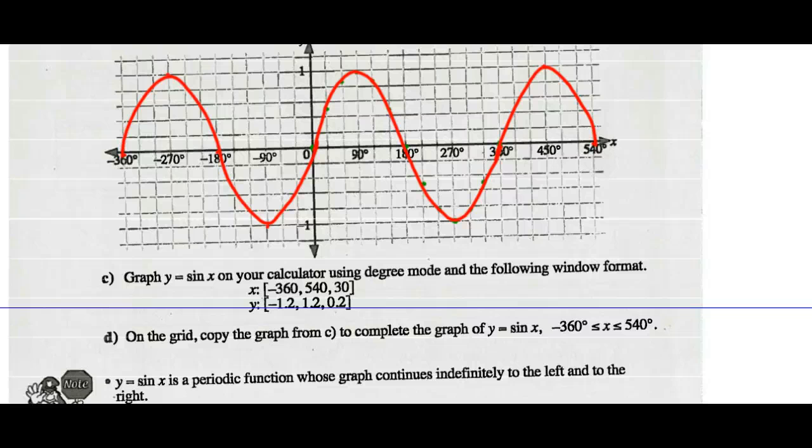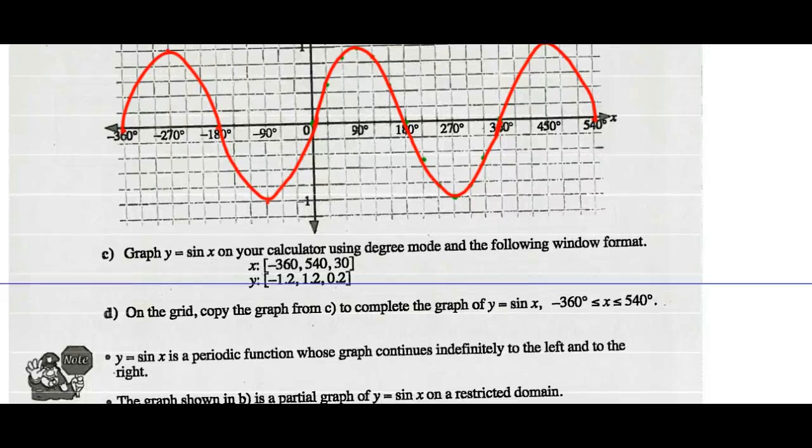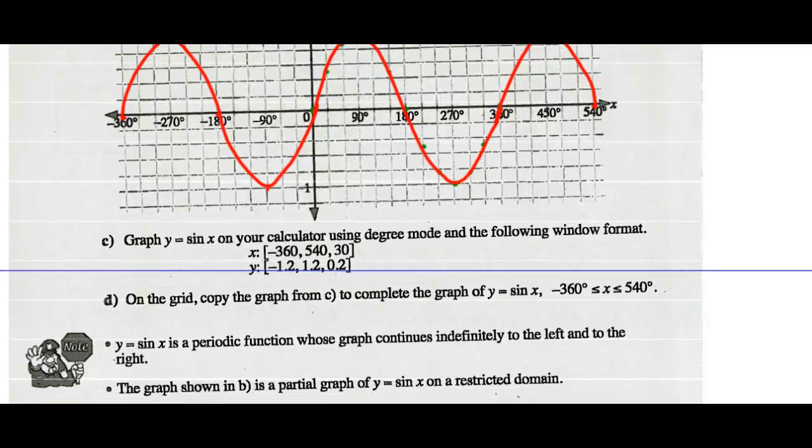The stop sign note says y equals sine x is called a periodic function whose graph continues indefinitely to the left and to the right. The graph shown is only a partial graph of y equals sine x on the restricted domain. That restricted domain is from negative 360 to positive 540. All right.